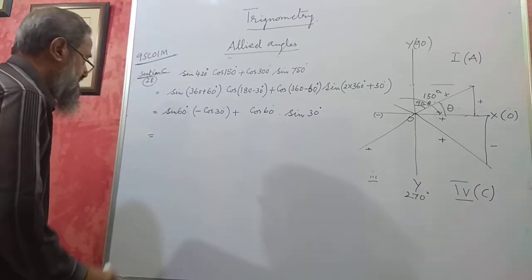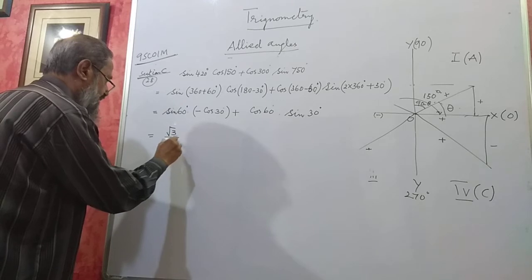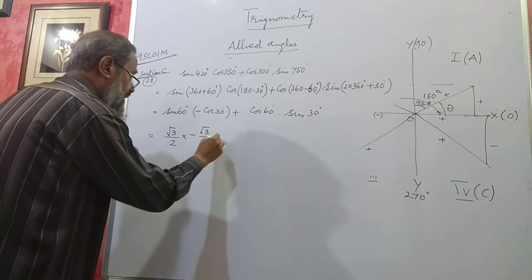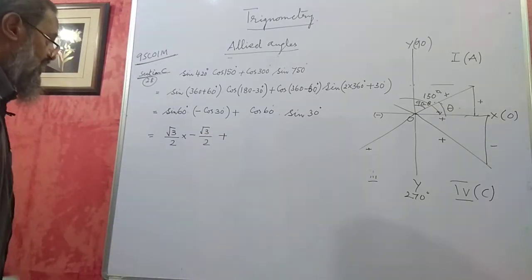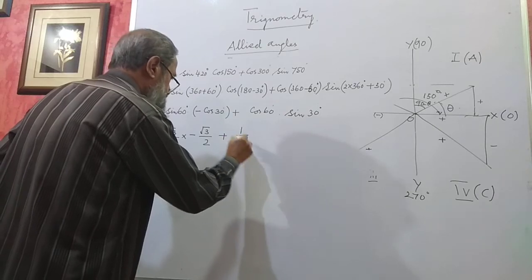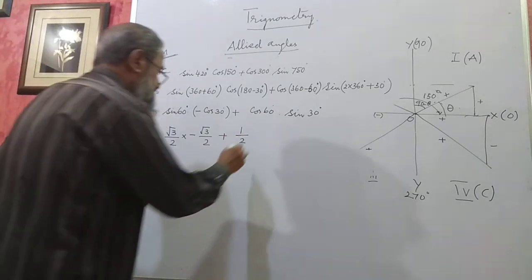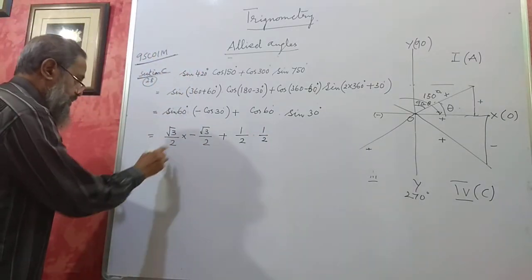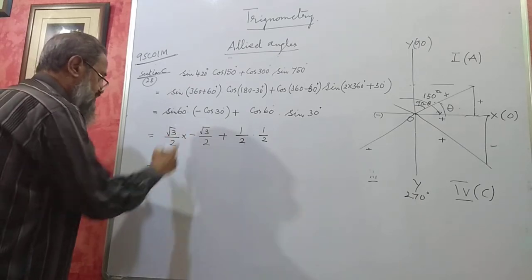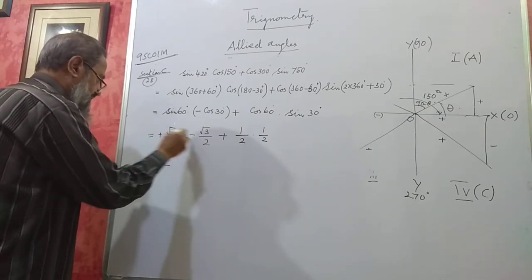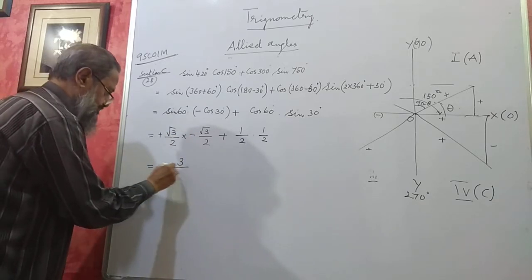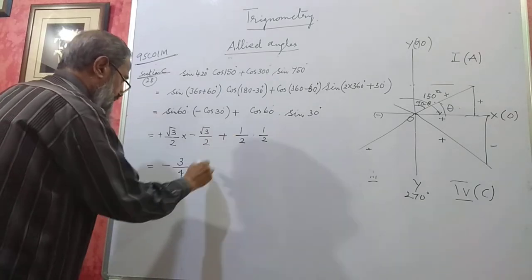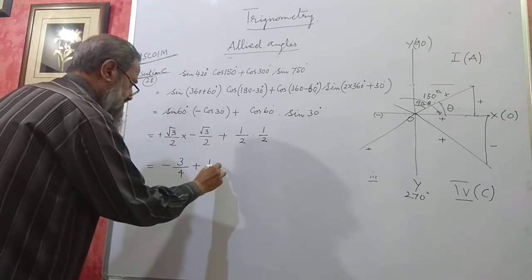Now sine 60 is root 3 by 2 into minus cos 30, which is again root 3 by 2, plus cos 60, which is half, into sin 30, which is also half. So multiplying these two, minus root 3 into root 3, this is plus, this is minus, so the product will be minus. Root 3 into root 3 is 3, divided by 2 into 2 is 4, minus 3 by 4, plus 1 by 4, 1 into 1 is 1, 2 into 2 is 4.